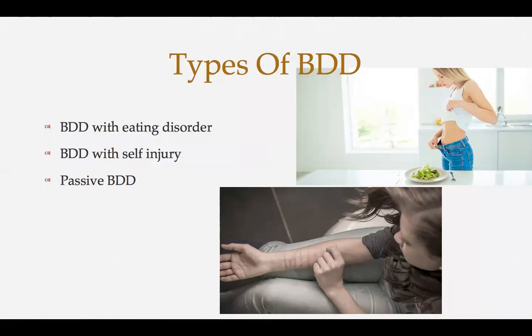The other one is passive BDD. In this form, the patient does not make any efforts to hide the flaws or find any alternative mechanisms for this problem. However, they tend to keep all these insecurities within themselves, and often they are withdrawn from people. And they generally end up having depression.